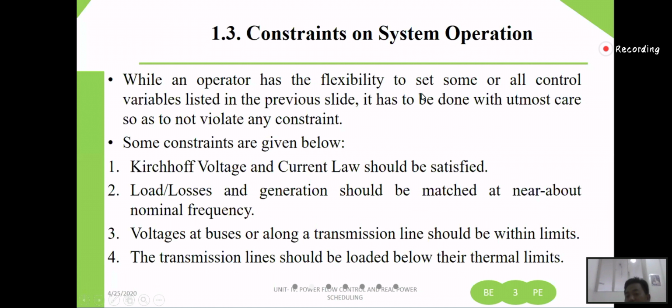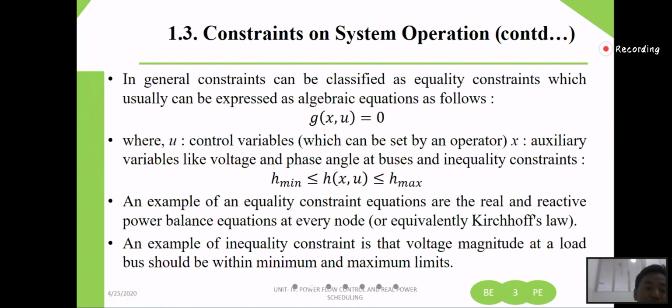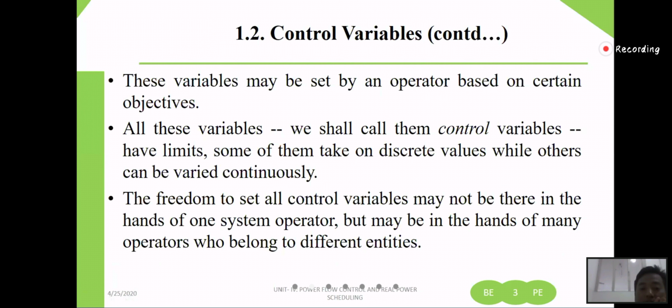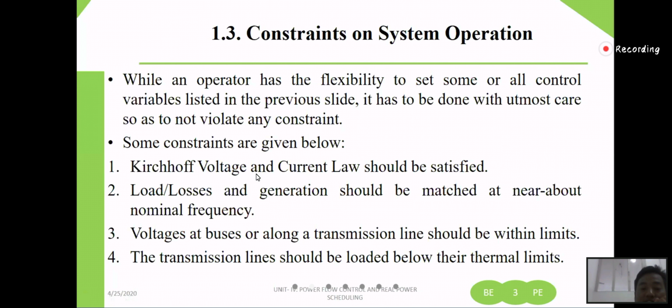While an operator has the flexibility to set some or all of the control variables stated in the previous slide, it has to be done with utmost care so as not to violate any constraint. Basically, there are 8 constraints listed here. So when you change the control variables, we have to think of these 8 constraints of a power system. It should not violate any constraint. So if you set 1 per unit to 1.02 per unit, it will be within the constraint, so that is acceptable.